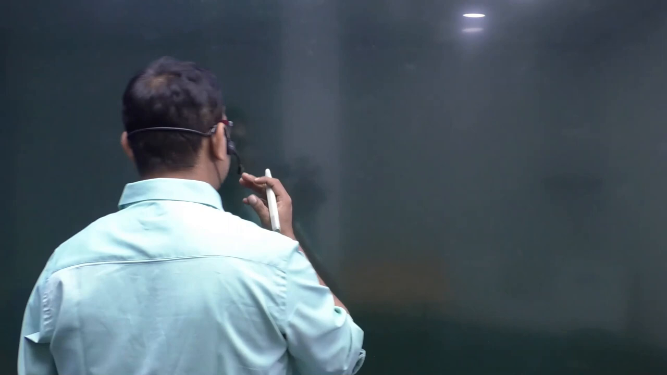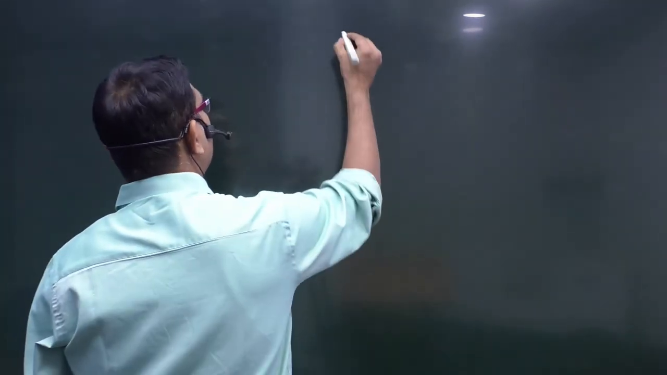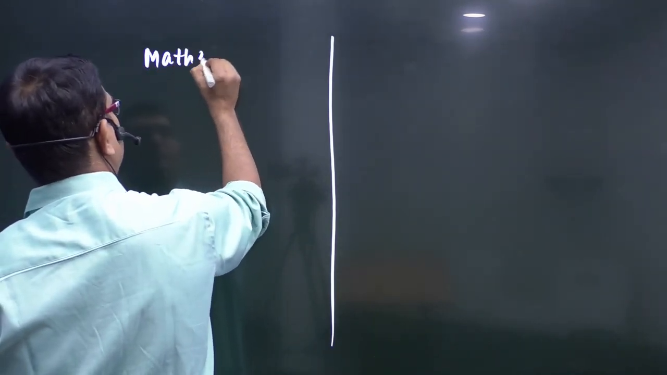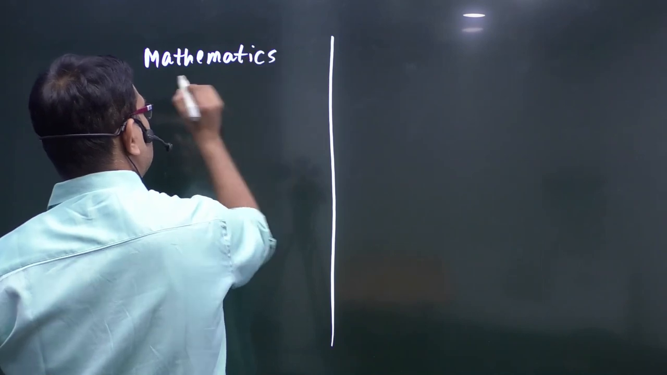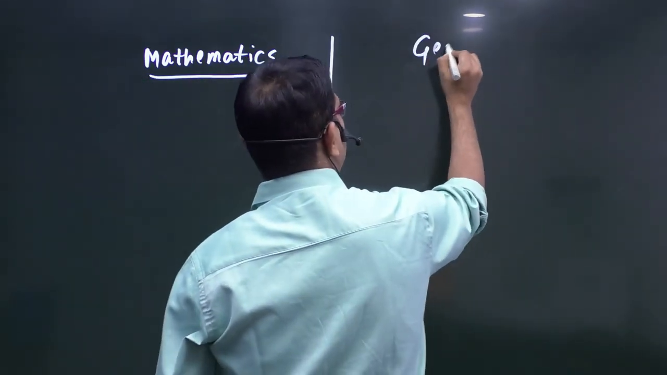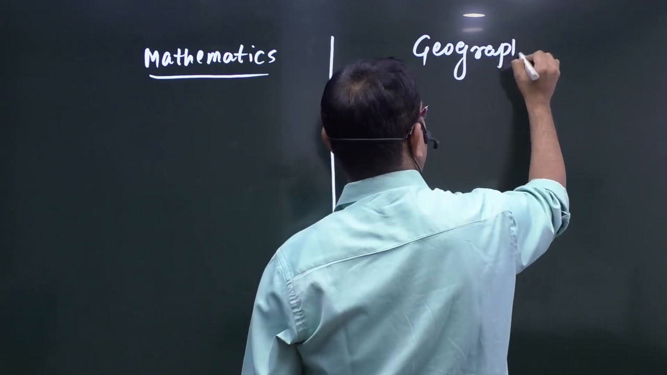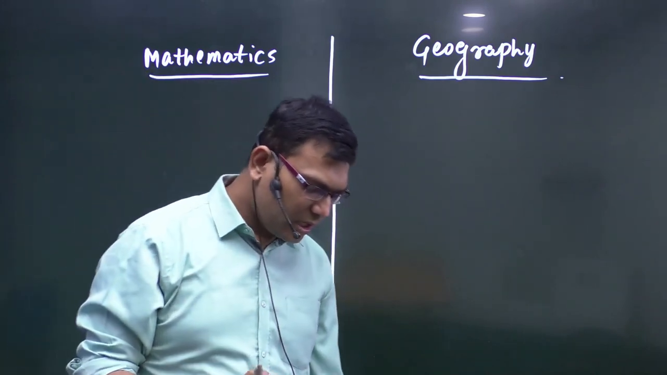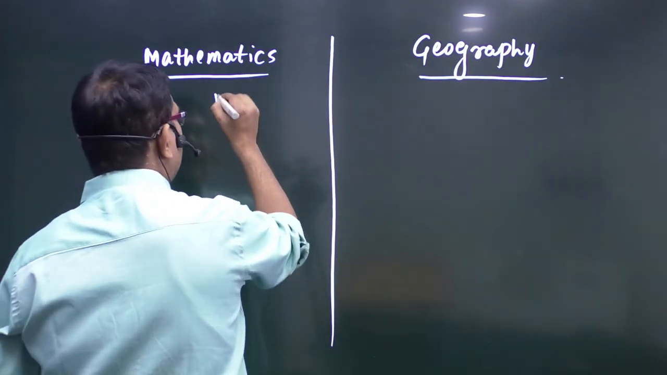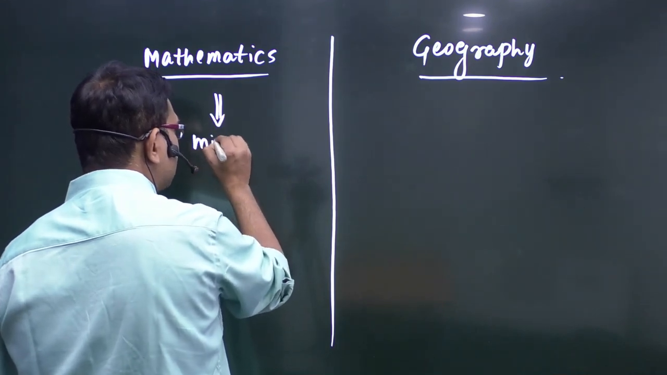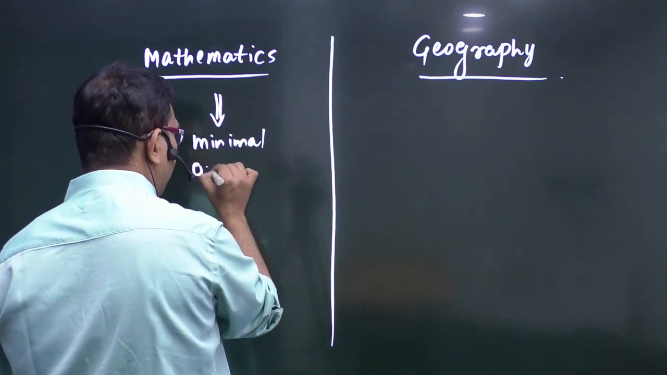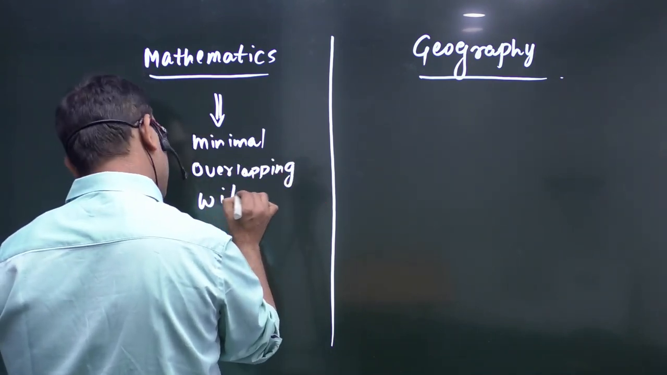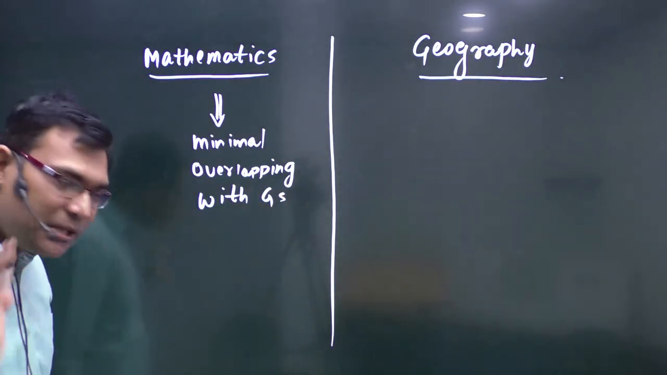Suppose you choose another option, for example, mathematics as an option, and you have chosen geography as an option. I'll tell you the difference between them. First of all, mathematics has minimal overlapping with the GS, am I right? So it is minimum overlapping with the GS.